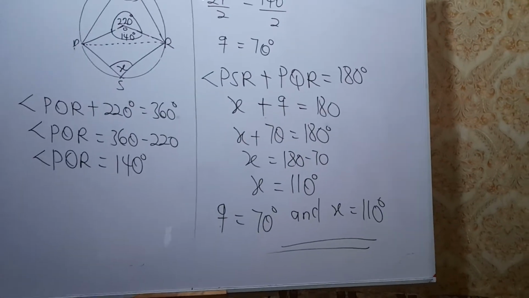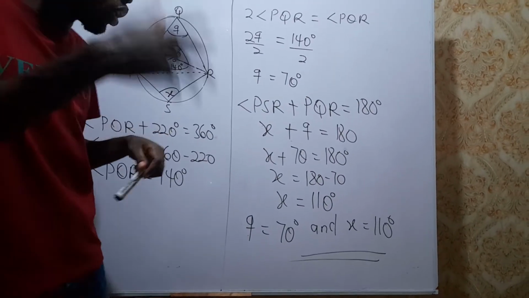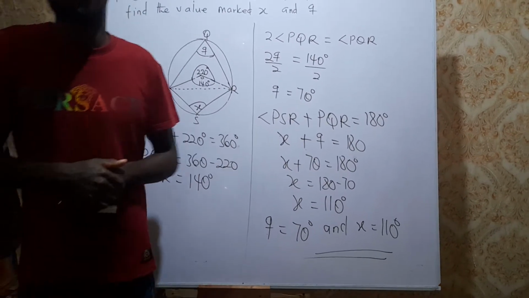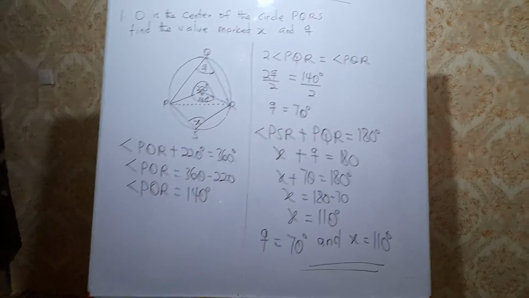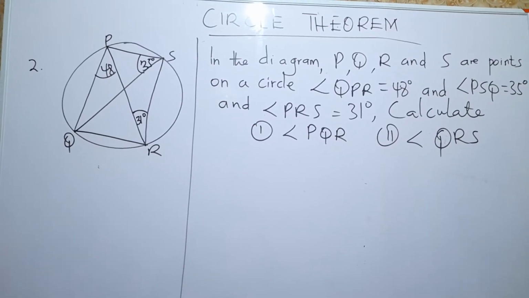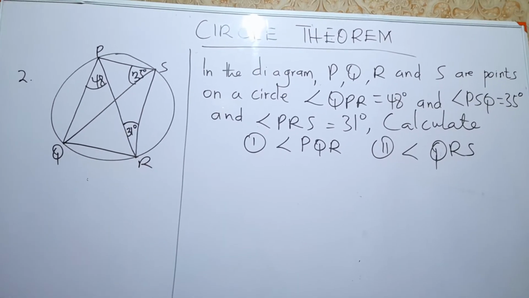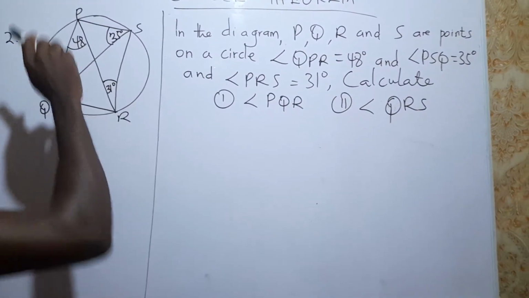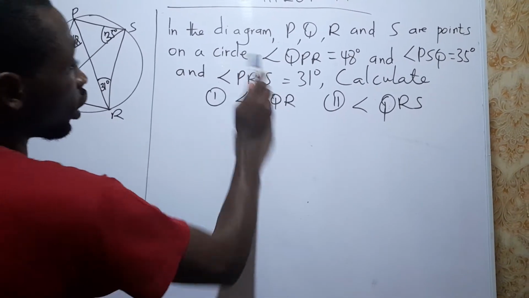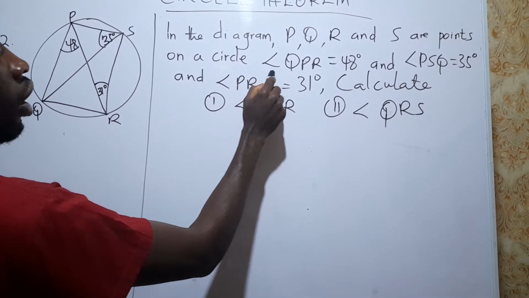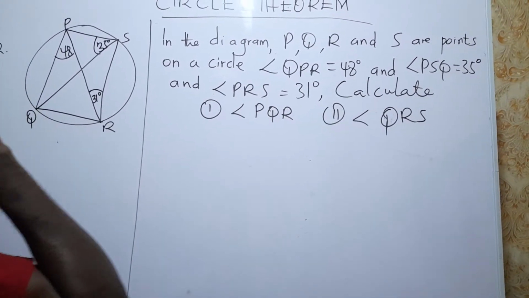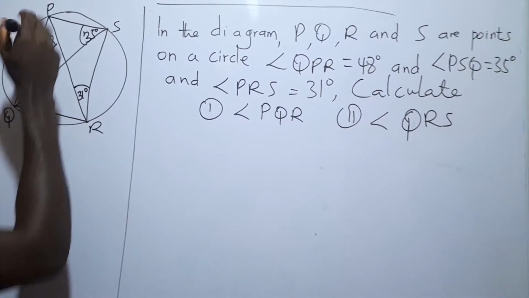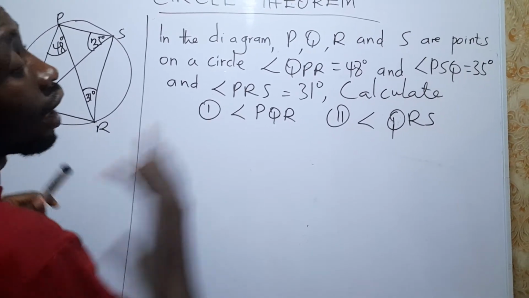So this is how we combine the properties in solving problems. We'll look at the next problem by using the properties we have learned today to solve it. So let's look at our second example. They say in this diagram, P, Q, R, and S are points on a circle. Angle QPR is 48 degrees. And angle PSQ.